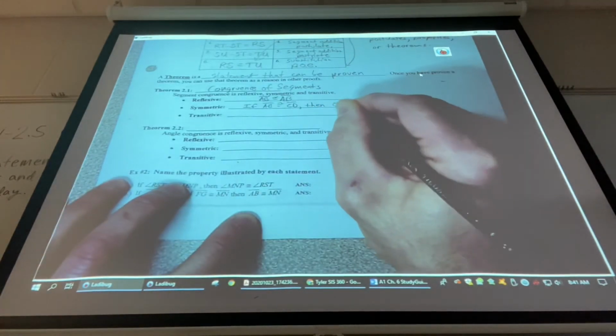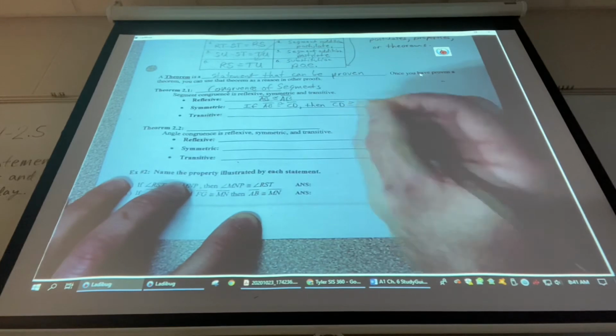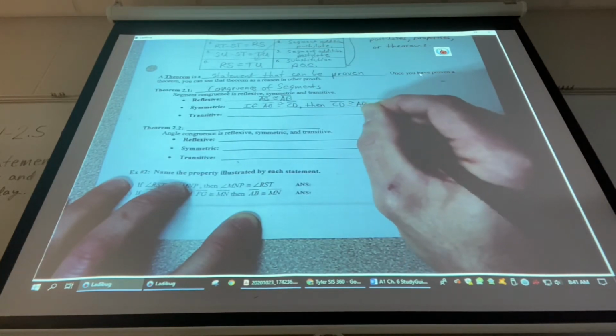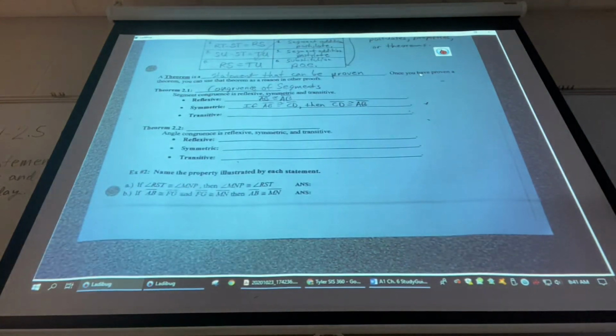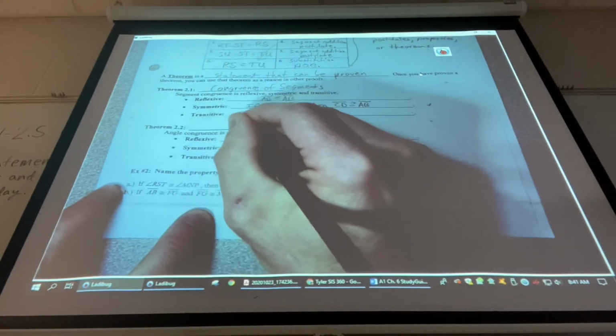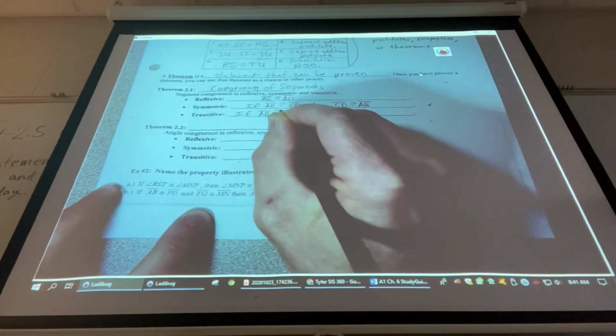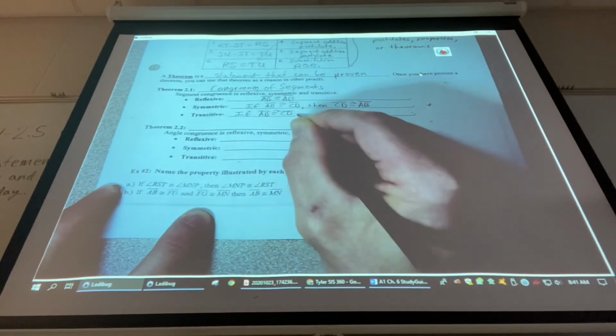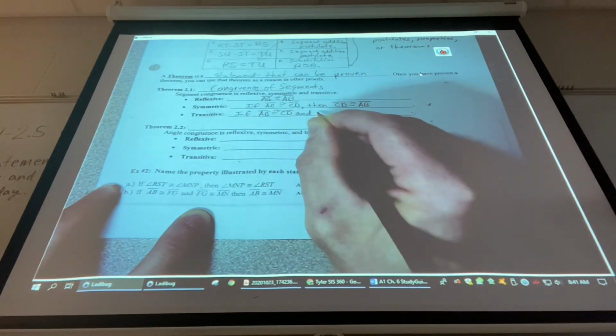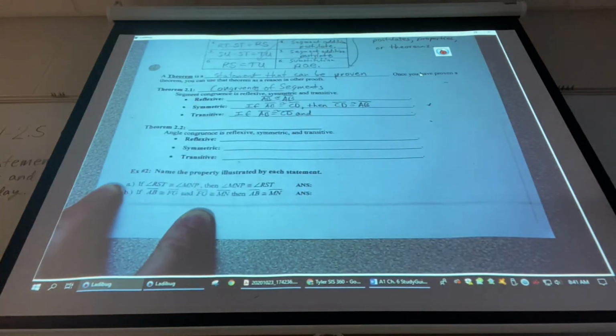Segment CD is congruent to segment AB. You got it. And then the transitive property of congruence says if segment AB is congruent to segment CD, and how are we going to have to start the next one? CD is equal, yeah, to CD.